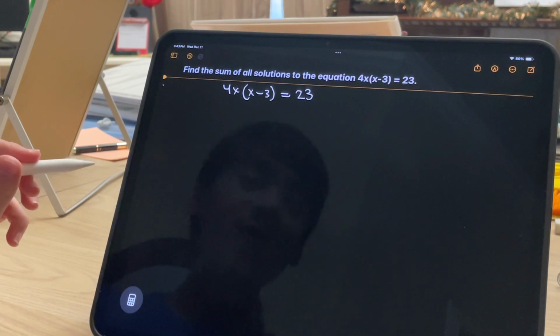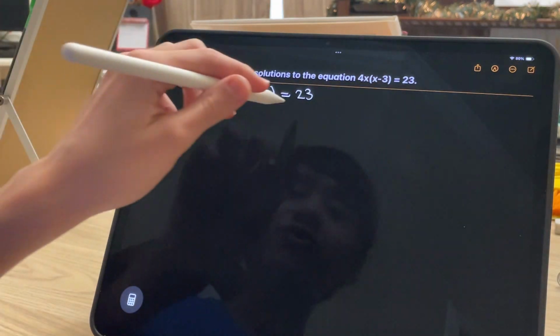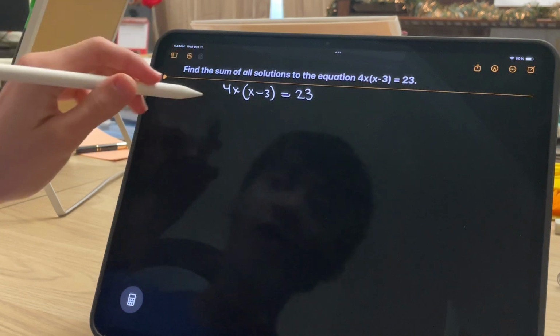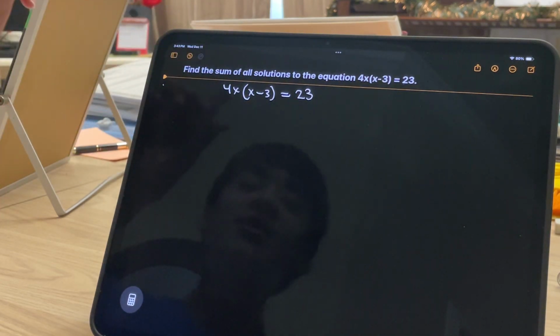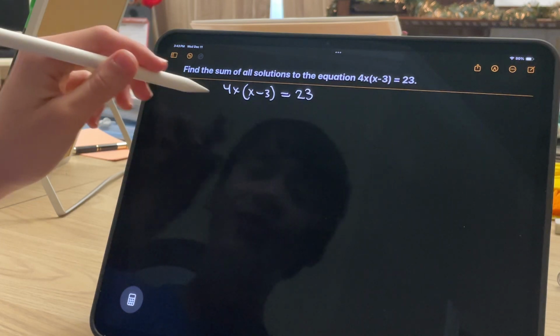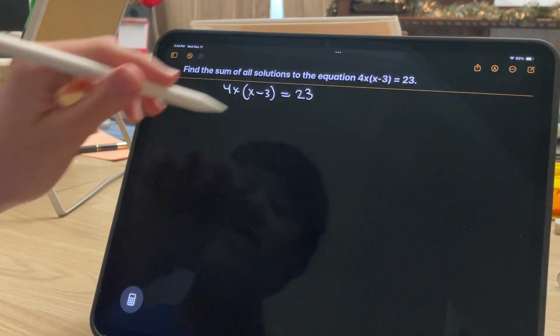And you can tell right away that this equation here is not a quadratic. We've got a 23 on the other side. It's not 0. We can't really solve this equation right now because it's not in a form we know how to deal with. This is all weird here. We've got terms being multiplied and we've got a 23.